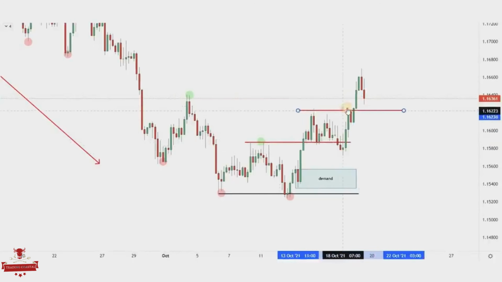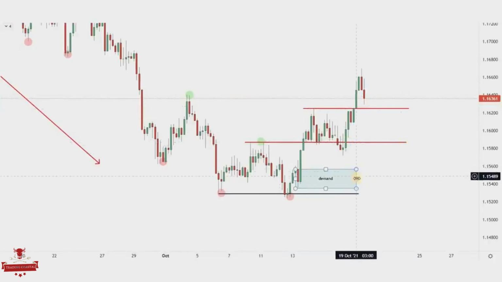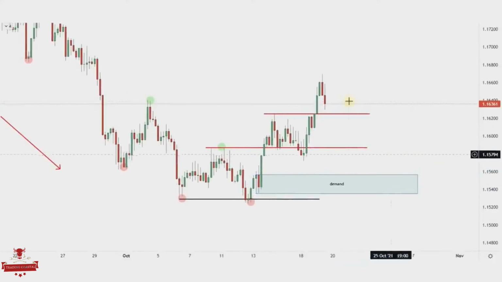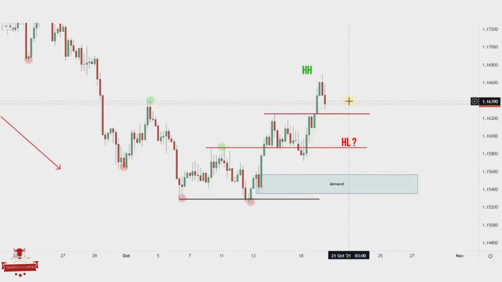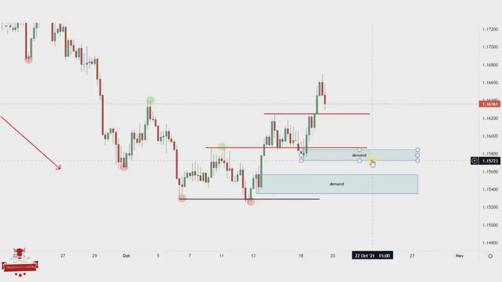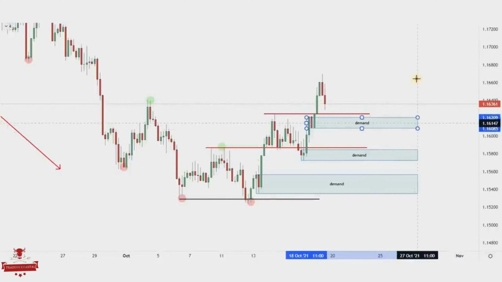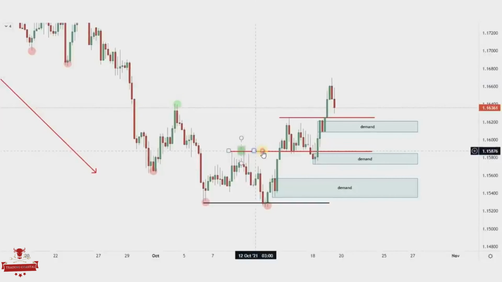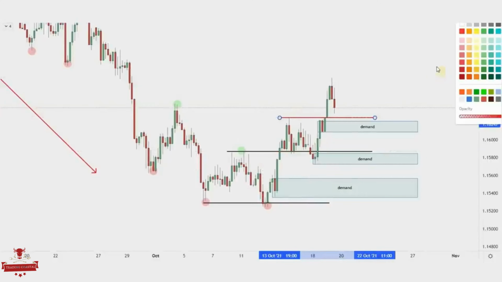Price developed and we re-evaluated this pair for a potential bullish opportunity. We have a new higher high established, and price is pulling back to create a new higher low. In this situation, our goal is to search for fresh demand zones. We found two of them, the first near the previous higher high, and the second at the previous higher low. Both zones have a high probability of success.